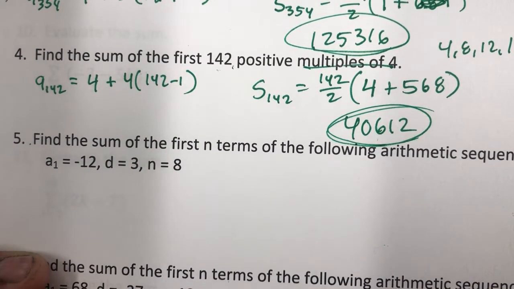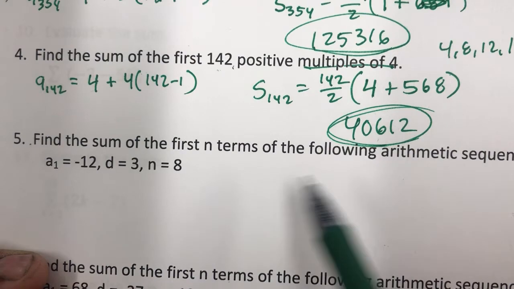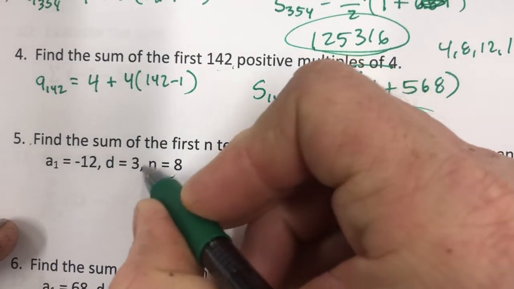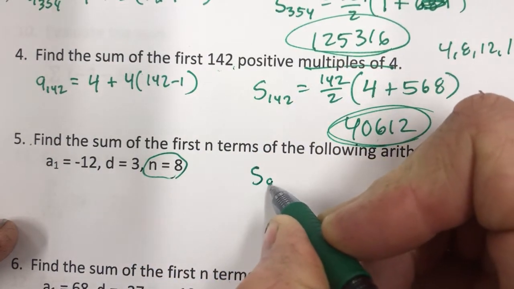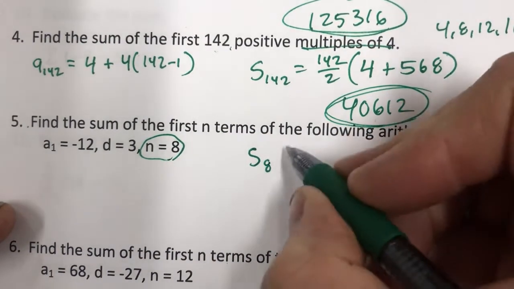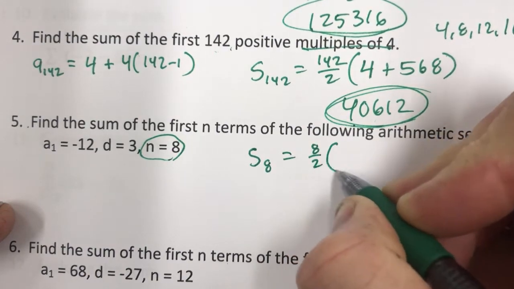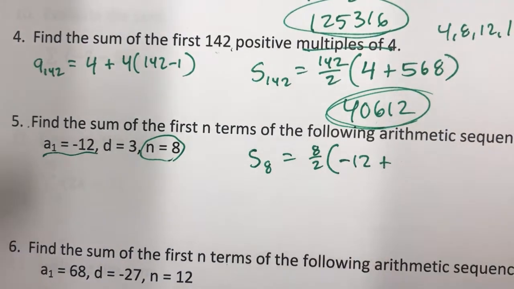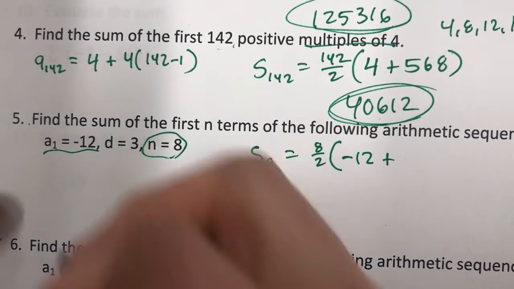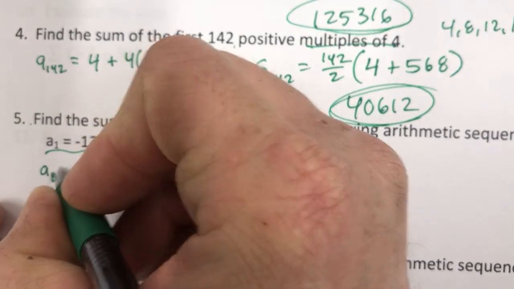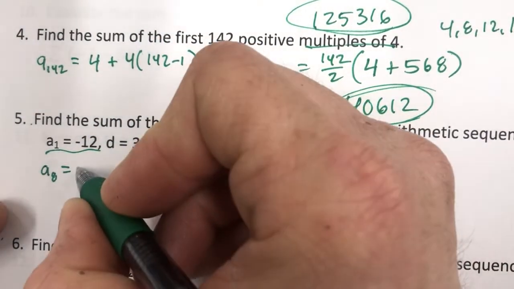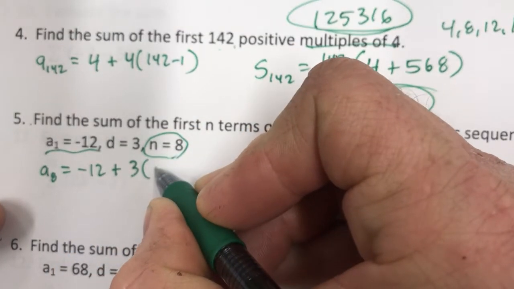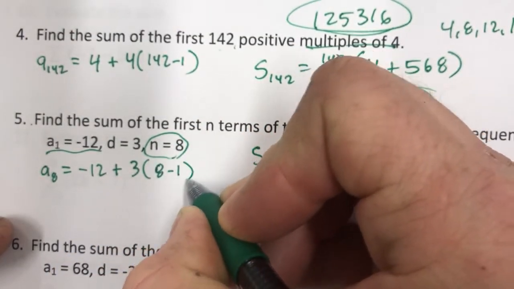All right, this one says find the sum of the first n terms of the following arithmetic sequence. Okay, so n is 8. So I want to find the sum of these 8 terms. That's going to be 8 divided by 2 times the first one, which is negative 12, plus the 8th one, which we don't know. So I need to come over here and figure out what the 8th term is. The 8th term is going to be negative 12 plus my common difference, times 8 minus 1.